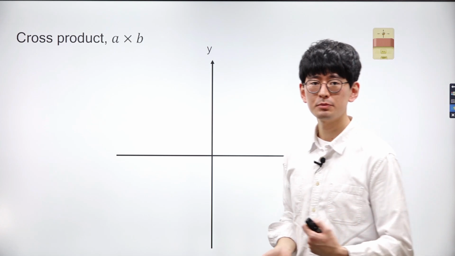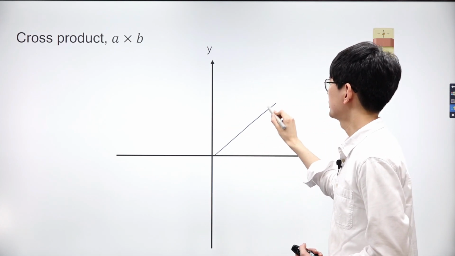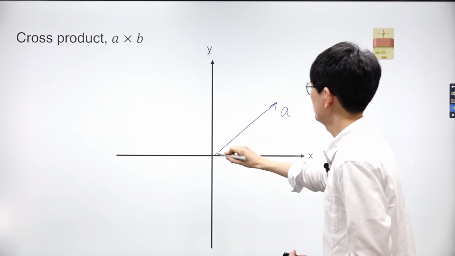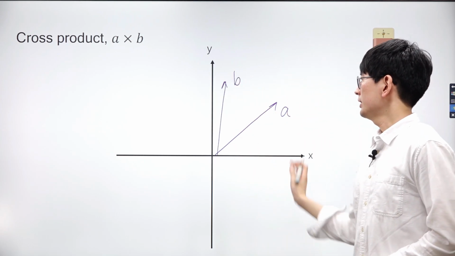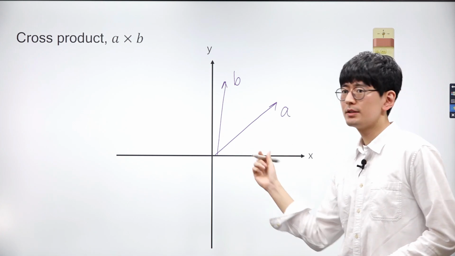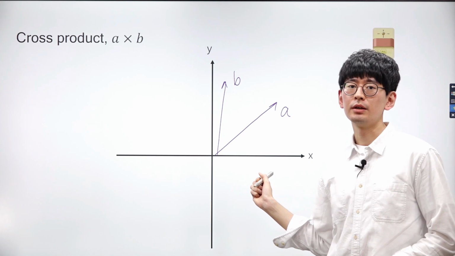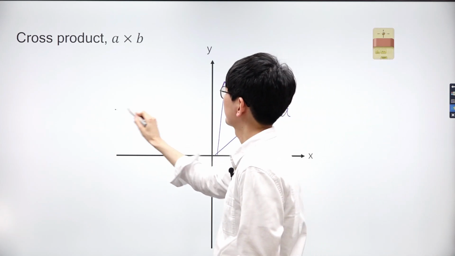Let's define the cross product of vectors as well. Suppose we have 2 vectors a and b on a 2-dimensional plane. The cross product of the vectors conveys directional information between them. Now, consider a 3-dimensional space with vectors x, y, and z on each axis.